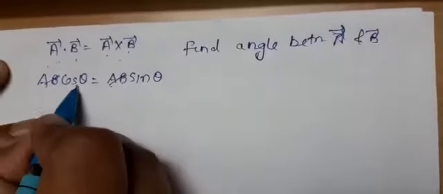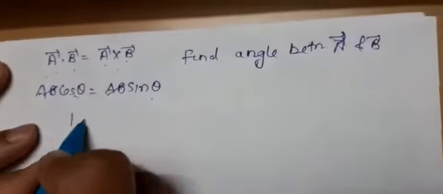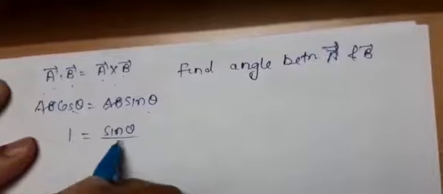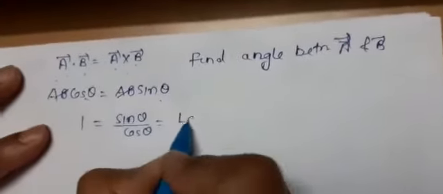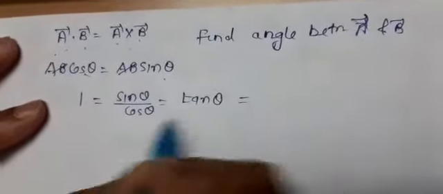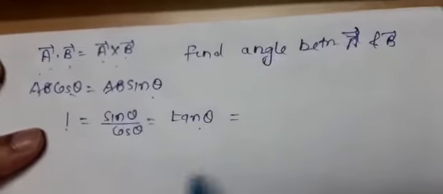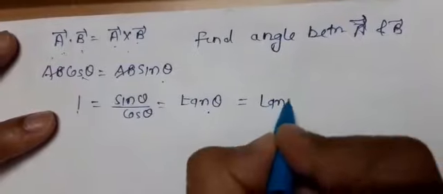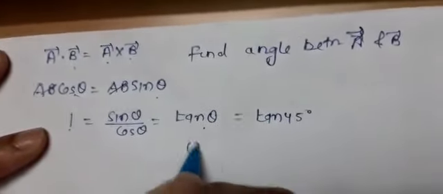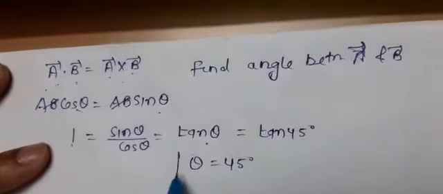So here I will take cos theta in the denominator. This is 1 equal to sin theta upon cos theta. So it will be tangent theta. So the tangent function having value 1 is possible only for tangent 45 degree. So the angle between the vectors will be 45 degree.